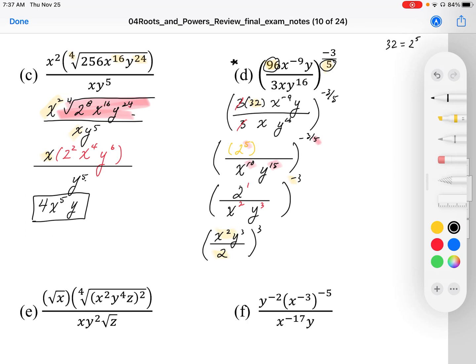And then I can apply the power 3, and my final answer becomes x to the power of 6, y to the power of 9, and then I'm going to leave this as 2 to the power 3, although I could work that out as 8.